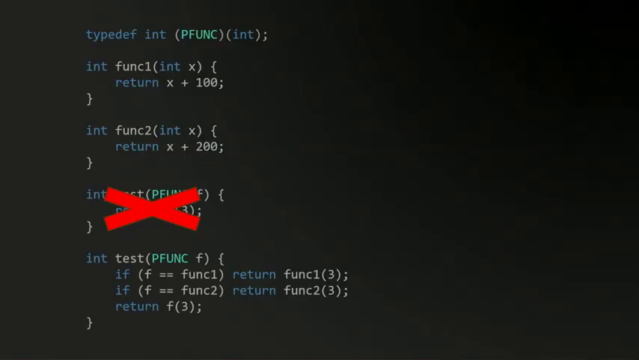So I'm first going to check if F, the passed-in thing, is equal to func1. And if so, I'm just going to call func1 directly with parameter 3. And if F is func2, just call func2 directly with the parameter 3. And you know what? Hey, I consider myself a decent programmer. Let's say someone in the future is going to write a func3 or func4 or func5, right? My code is future-proof. That's OK.